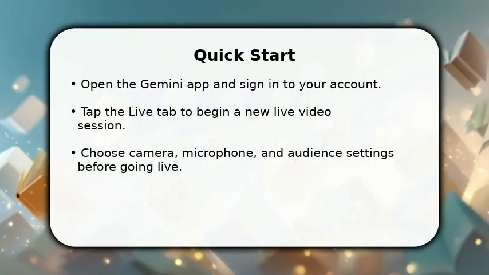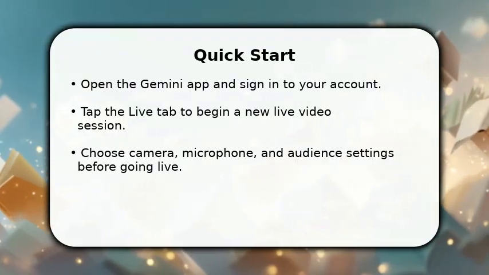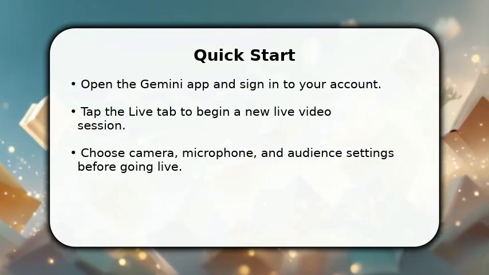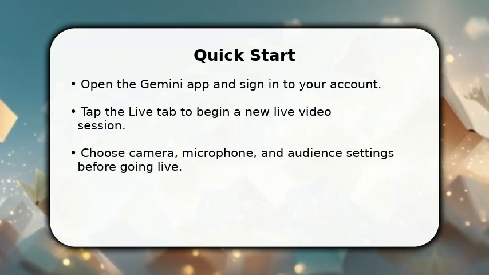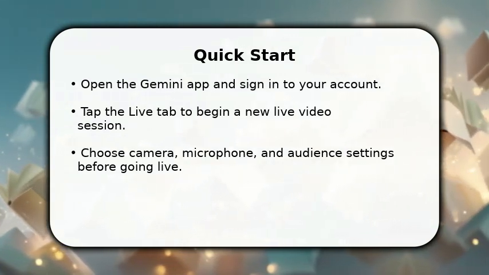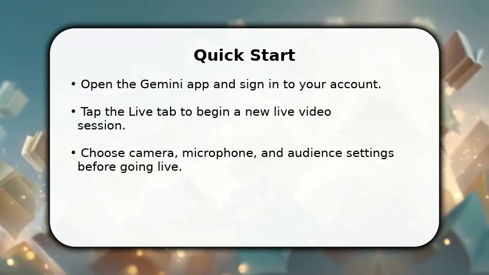Enjoy the video. In this video, I will explain how to use Gemini Video Live. Open the Gemini app, sign in, and tap Live to start a session. First, check camera and mic permissions, then select Public or Private Audience and add a title.